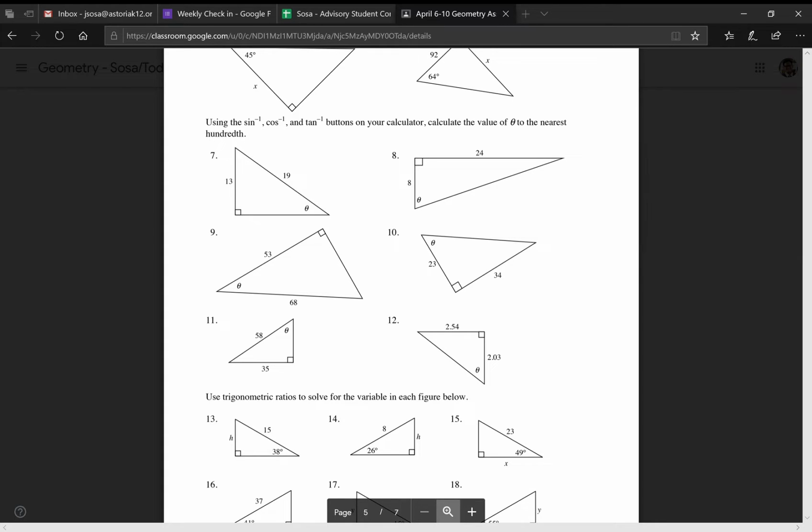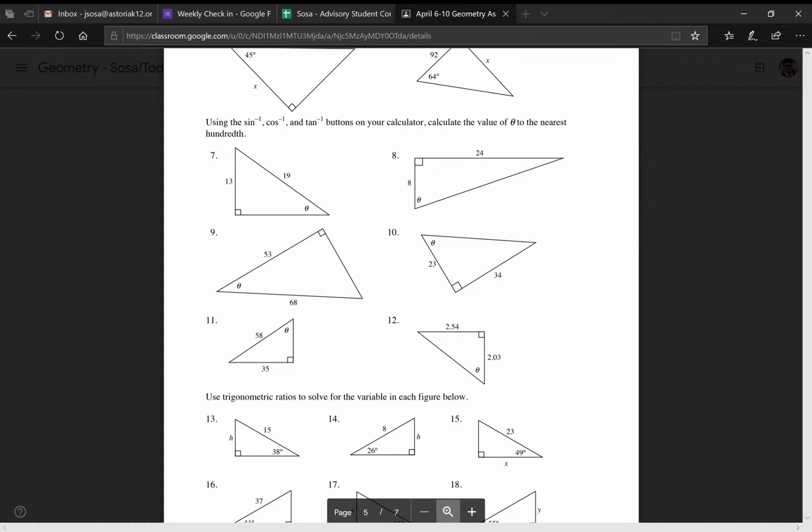Okay, now I can go into my calculator. Now you guys can't see that, but I'm going to type second, and then the tangent button, and then 34 divided by 23. And that right there is the value of theta, approximately 55.923 if I round to the nearest thousandth. Okay, great. Now let's scroll down and do the next one.